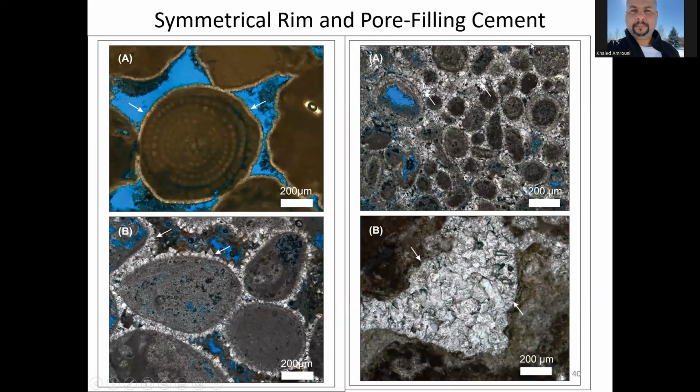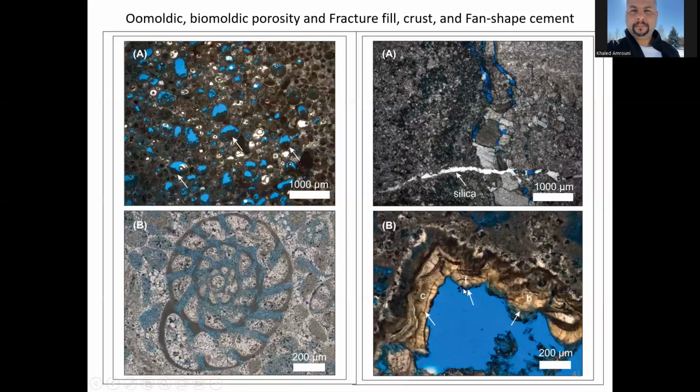Symmetrical rim and pore filling cement. Here we have rim cement, fibrous, and here we have another type of rim cement, and here we have pore filling between the grains. And this is a zoom in B to show the pore filling. And now this shows the types of oomoldic porosity in A, and biomoldic porosity in B, and here a fracture filled with silica.